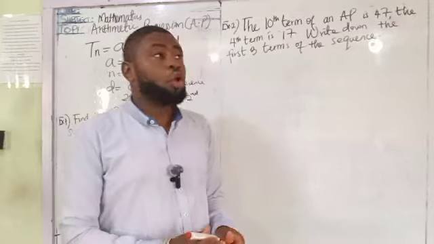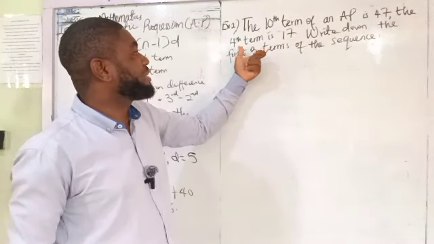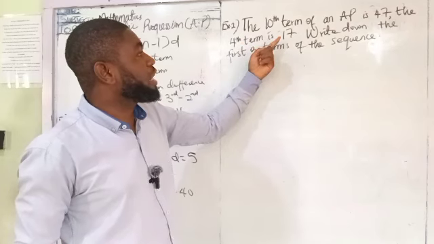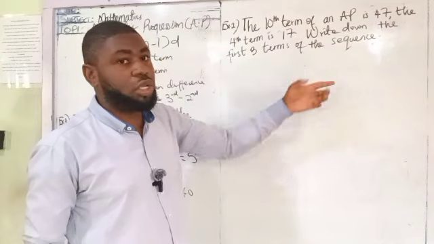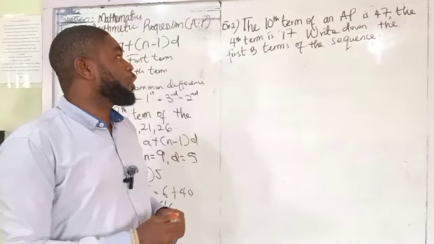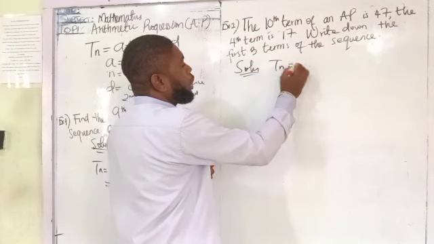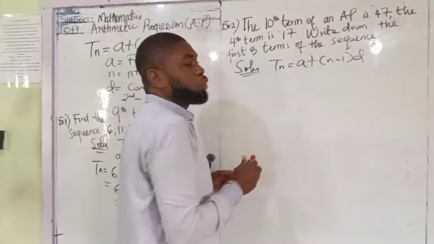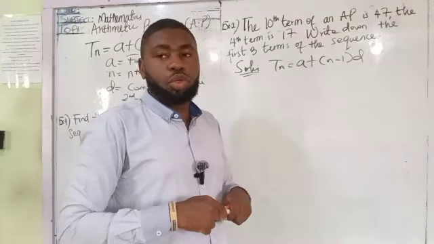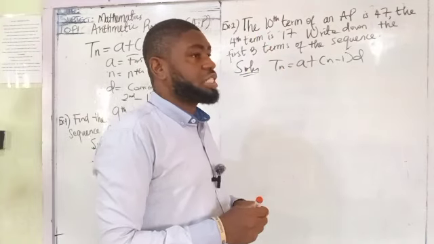Example 2: the 10th term of an AP is 47, and the fourth term of that same AP is 17. Write down the first 3 terms of the sequence. Now here, if you check very well, you're not given your A and you're not given your D. So what we'll do here is form equations. We have 2 equations here, one for the 10th term and the other for the 4th term.